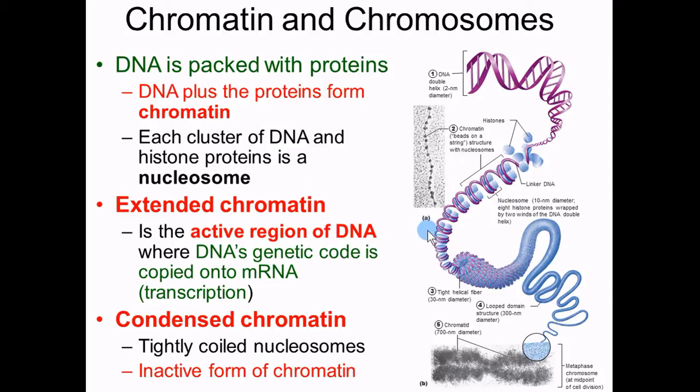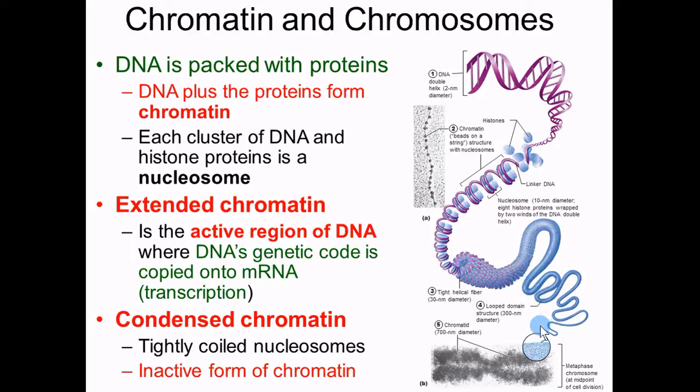Right? When we take the chromatin and we make it active and we open up a region of it, we call that active region extended chromatin. That's what you see in the nucleus, is where it's active and being used. It's taking the DNA and making copies of the DNA into RNA so that we can use it. That process is called transcription. Right? Condensed chromatin is when you wind it up and you store it.